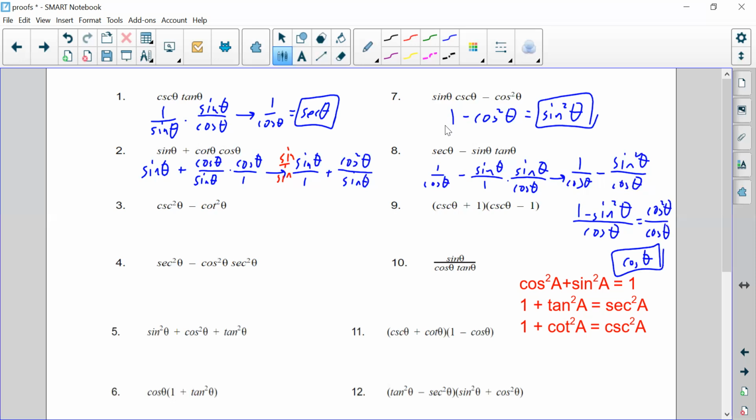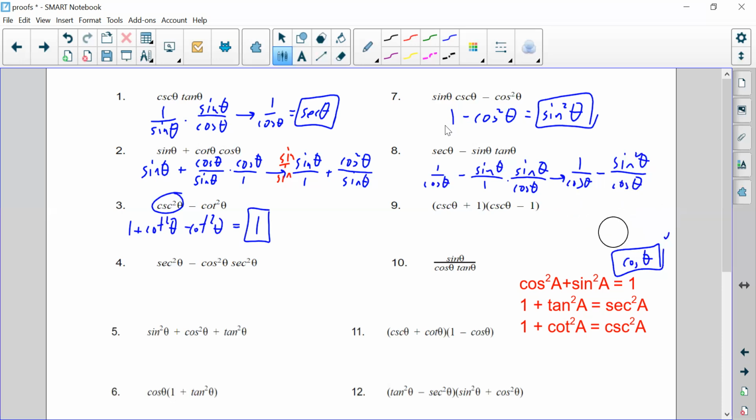Number 3, I recognize that cosecant squared is the same thing as 1 plus cotangent squared. So I can replace this with 1 plus cotangent squared, and cotangent squared minus cotangent squared, they cancel out. So that just leaves me with number 1. Number 3 just equals 1.